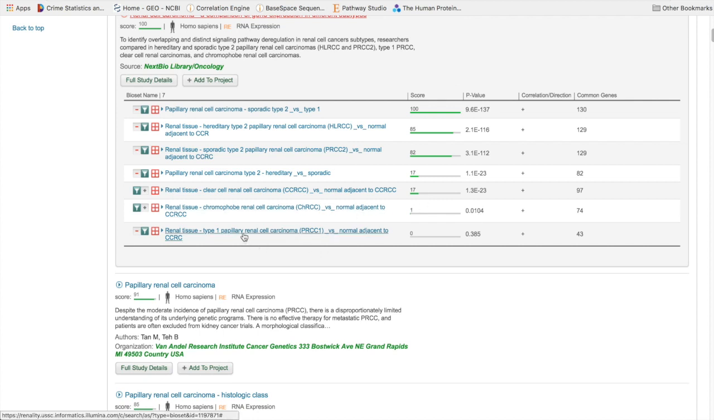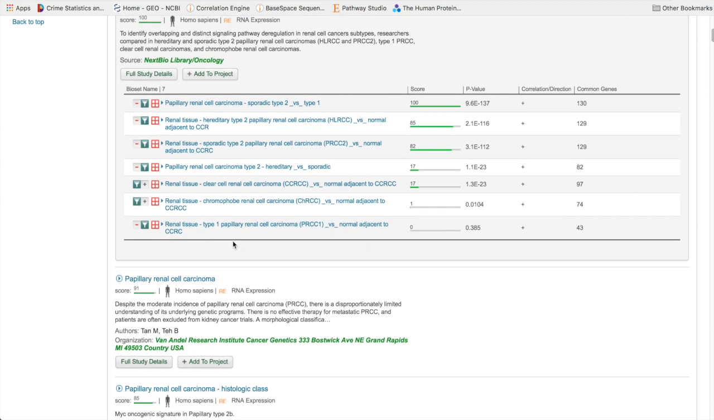And what you can see is that the last one here is type 1 versus normal adjacent, and this is the least like our list. Then you could go up here to clear cell renal cell carcinoma versus normal adjacent. Now you're seeing it more like our list than it is to type 1. So again, this is giving me biological context for our list. This might tell me that this cluster that we pulled out specifically because it is higher in the type 2 versus type 1 is potentially more like this clear cell carcinoma than it is to another papillary renal cell carcinoma type, the type 1.